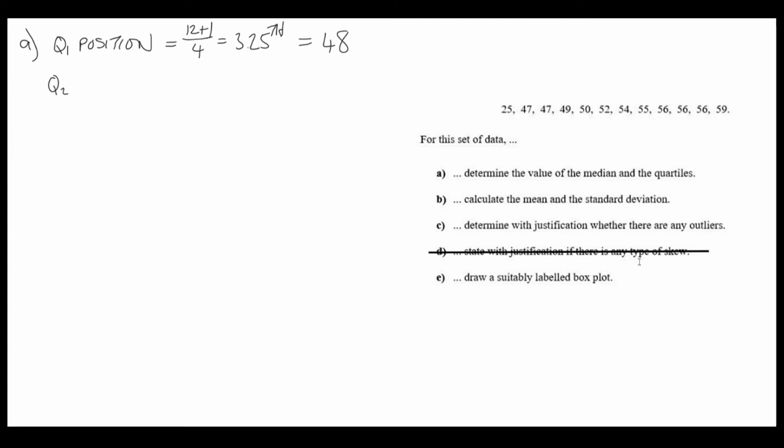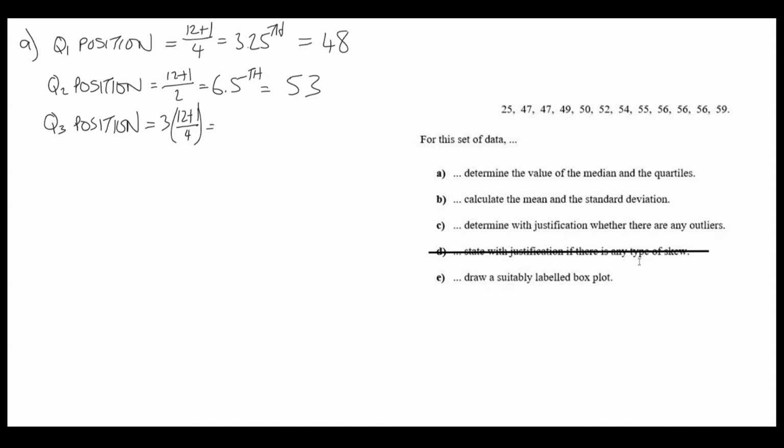The median position is going to be the 6.5th value, in between the 6th and the 7th. The 6th is 52, the 7th value is 54, we're looking for 53. That's our median. And now the upper quartile is 3 times the position of the lower quartile.